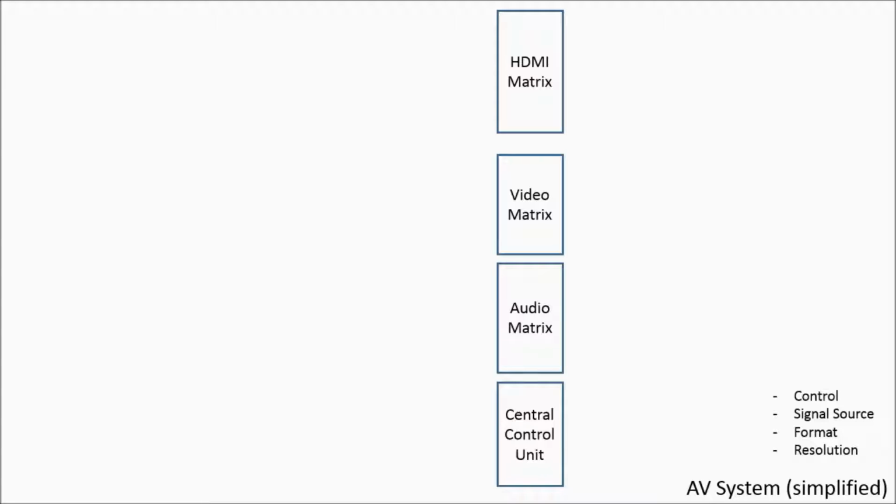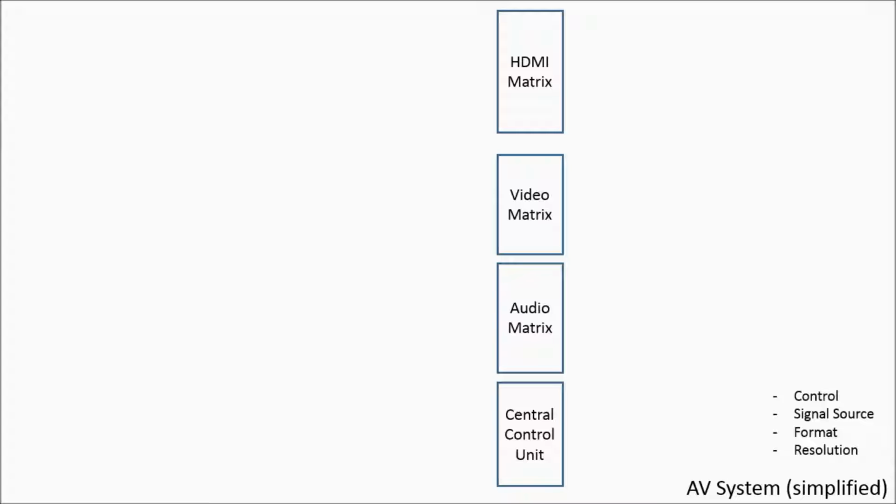So here is a simplified AV system. It has different matrices to perform the audio-video switching, for example the HDMI matrix, video audio matrix, and central control unit. The central control unit is used to control all the equipment's on-off and matrix input-output control.